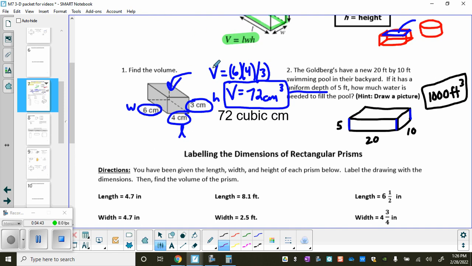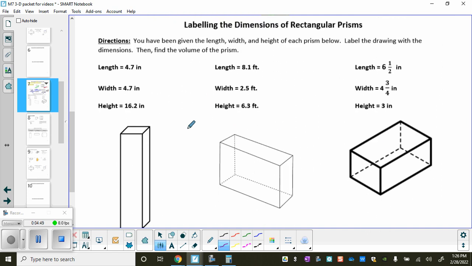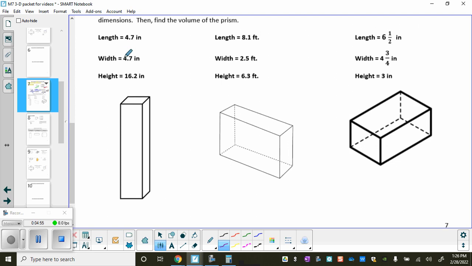Since volume is such an easy topic where you're just multiplying the 3 numbers together, you'll notice that I've given you some decimals and fractions, and that's okay because we can always use our calculator to just multiply the numbers together. So for the first one, you'll notice that the length and the width are both the same, which means it's going to create a square for the bottom.